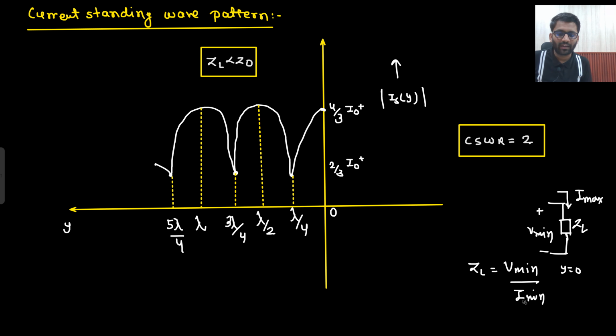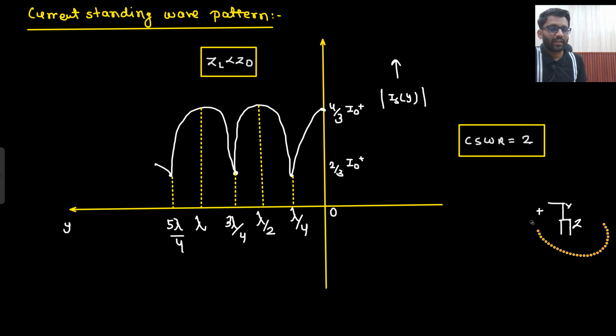Sorry, V min divided by I max. V min divided by I max. So V min divided by I max is your ZL, because at the load you are having maximum current and minimum voltage. Okay. So can I write down this thing?